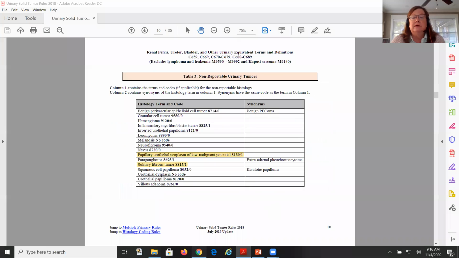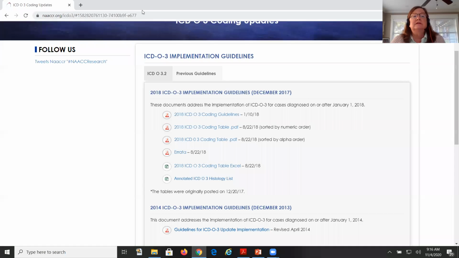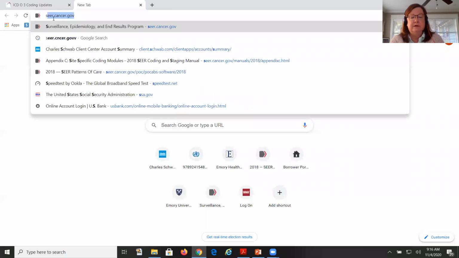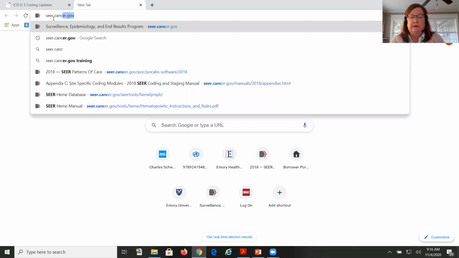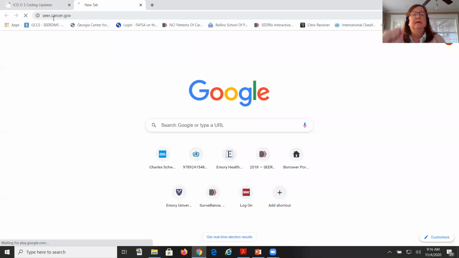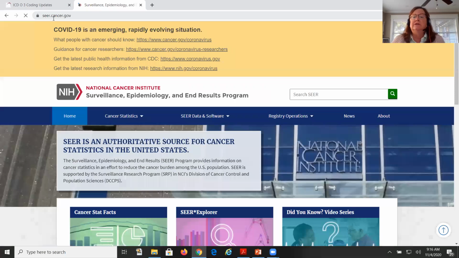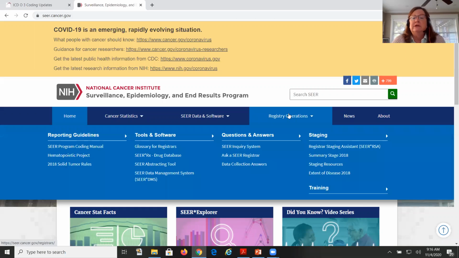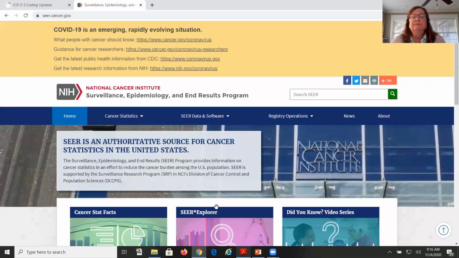You can also access Ask a SEER Registrar by going to the SEER website. You should all have that one memorized, seer.cancer.gov. So when you get to the home page, hover over Registry Operations, and there underneath Questions and Answers, you see the link to Ask a SEER Registrar.